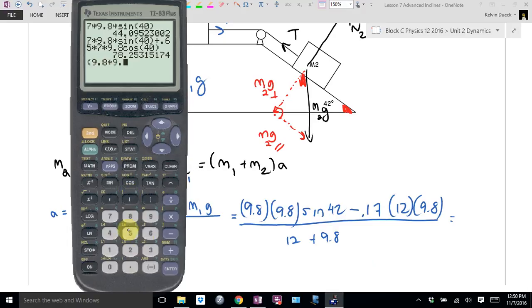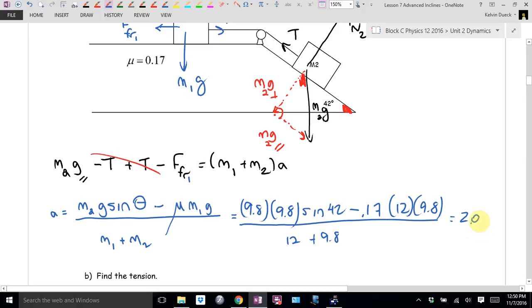9.8 times 9.8 times the sine of 42 minus 0.17 times 12 times 9.8 divided by 12 plus 9.8. Did I do typos? I think I'm good. Do you get 2.03? Okay. And it's an acceleration, meters per second squared.